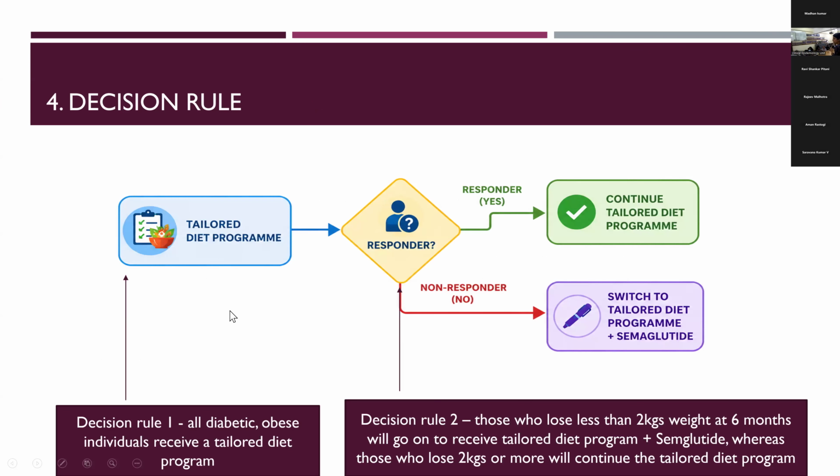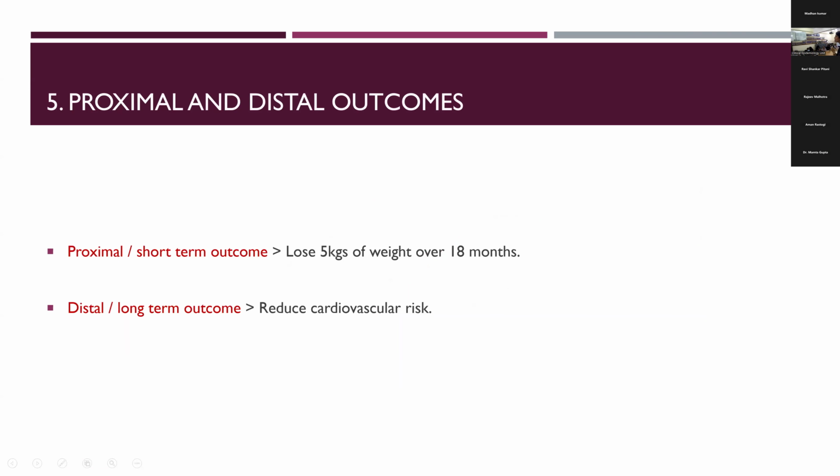Then there is a decision rule. So the decision point was a time point, okay. Decision rule is at the beginning of the trial you're saying all diabetic obese individuals will receive a tailored diet program. I mean ideally you should expand on this, like what is this tailored diet program. Then the second decision rule is those who lose less than 2 kilos of weight at 6 months will go on to receive a tailored diet program plus semaglutide, whereas those who lose 2 kgs or more will continue the above specified tailored diet program. You are writing your rule, or rather your plan for the patient, at each point where you are going to change their clinical course.